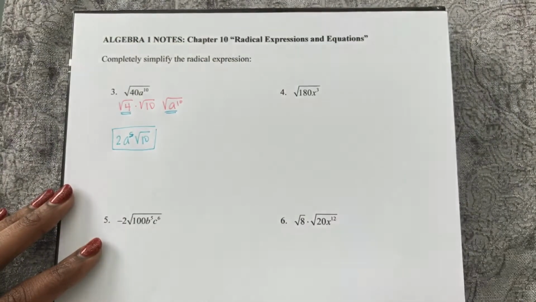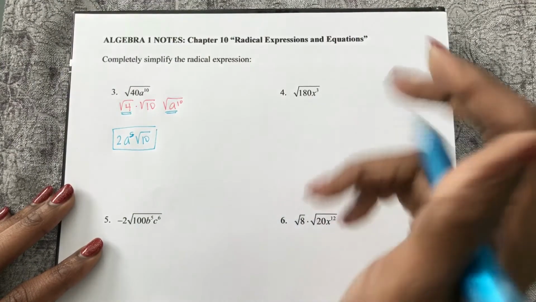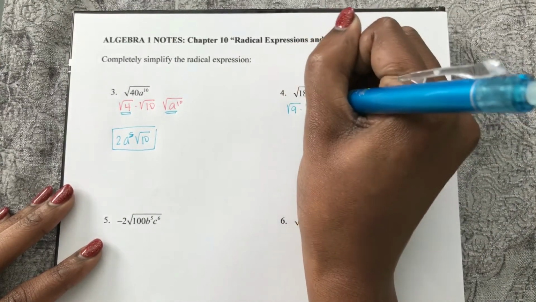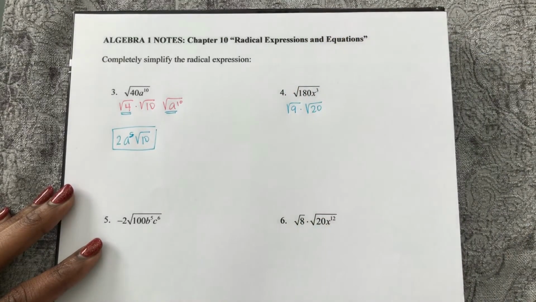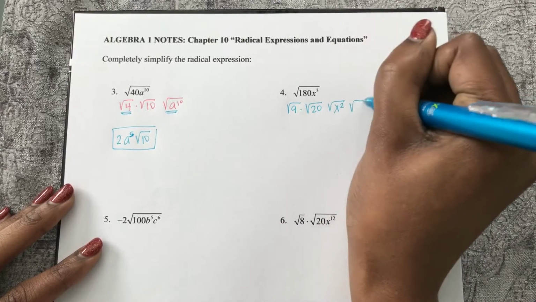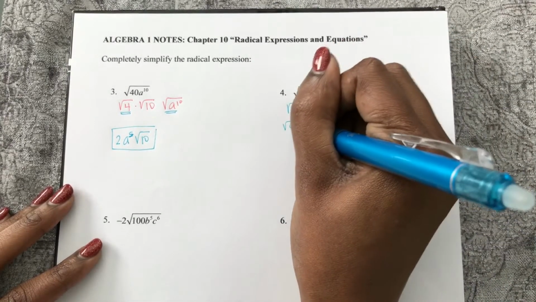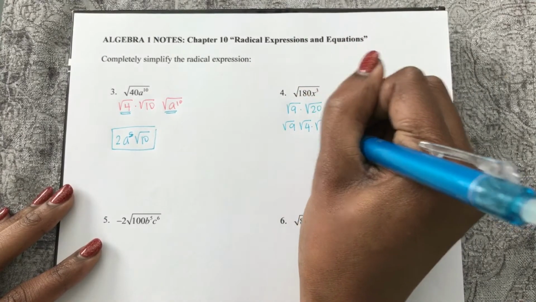It's a 5. So here, square root 180. Well, the first thing I think of is that's 9 multiplied by 20. And then this is an odd power, so I'm going to break out 1. Now 20 though, I can break that down. That's 4 times 5.